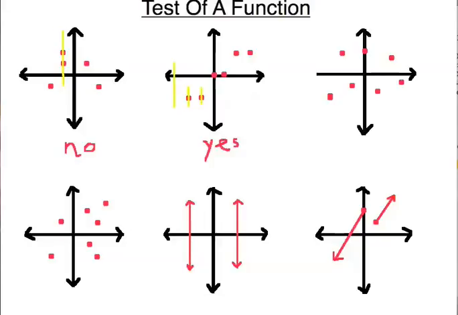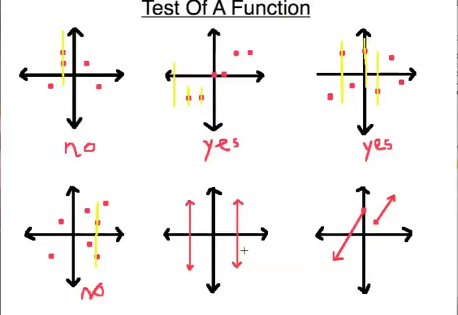Okay, next one. Now, anywhere I draw the line, if it's a vertical line, it's not going to pass through more than one point. So, pretty simple. Yes, it's a function. Okay, next one. Notice right here, it will fail the vertical line test. So I have to say no, it's not a function.